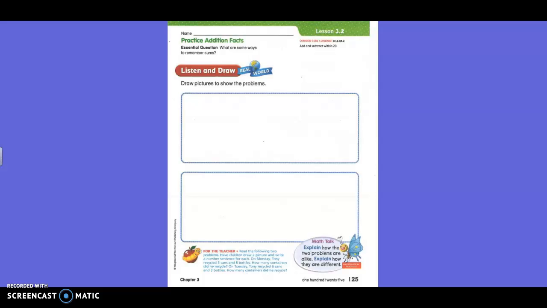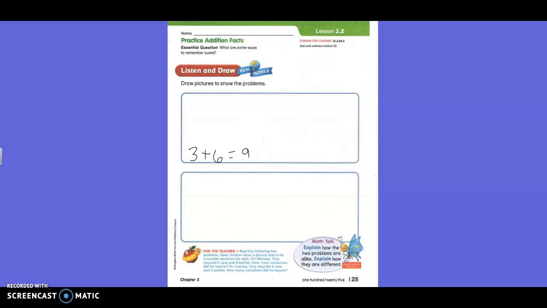So what did I say? 3 plus, what did I say? Plus 6. Okay. And then I told you what it equals. So what is 3 plus 6 equal? 5? 9. Okay. So let's draw a picture of that.